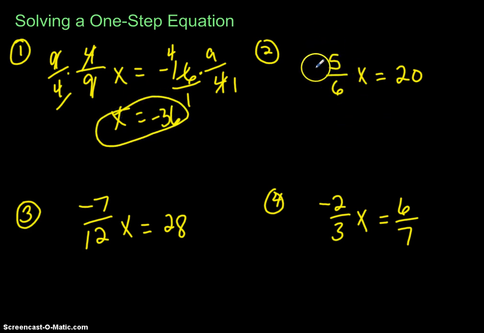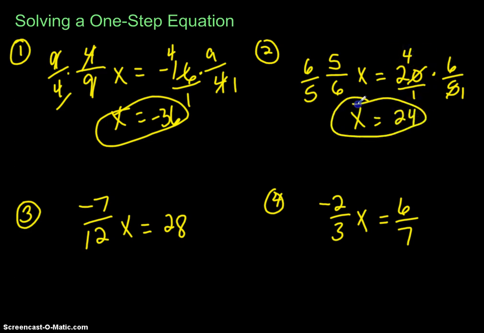Let's look at this one. Let's multiply 5/6 by its multiplicative inverse, which is 6/5. Because I do it on one side, I need to do it on the other side also to keep this balanced. That becomes 1x over here. 5 cancels, divide by 5, that's 1. Divide 20 by 5, that's 4. 4 times 6 is 24.